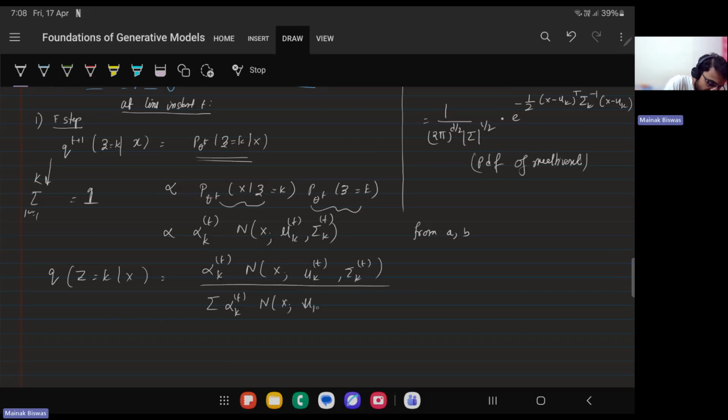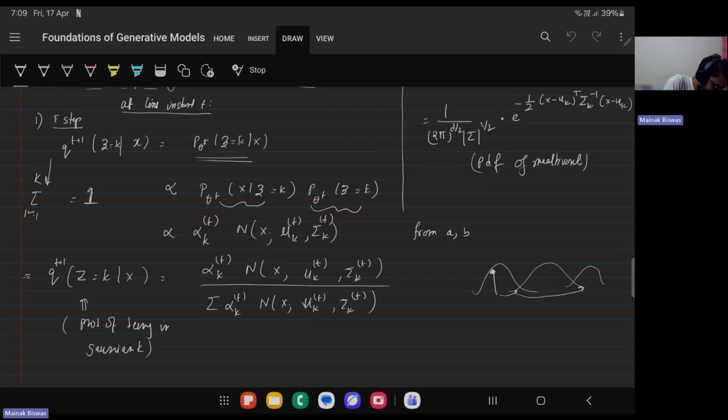So how do you interpret this term? You take a data point, you fit it to the Gaussian, you see what PDF value you get, multiply with the probability of getting that Gaussian, and divide by the total over every Gaussian. So you have multiple Gaussians like this, you get a new data point, you compute the value for each Gaussian, and multiply by the probability of being in a particular Gaussian. This tells you the probability of being in Gaussian K.